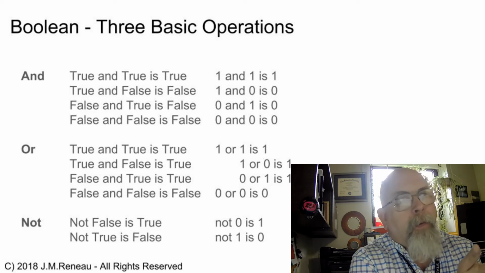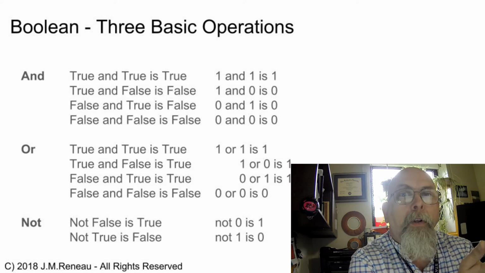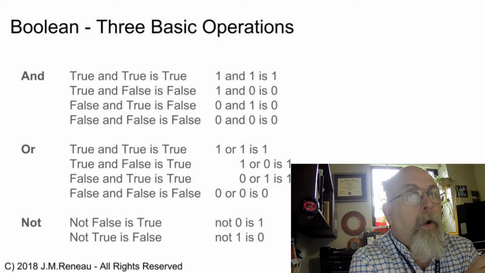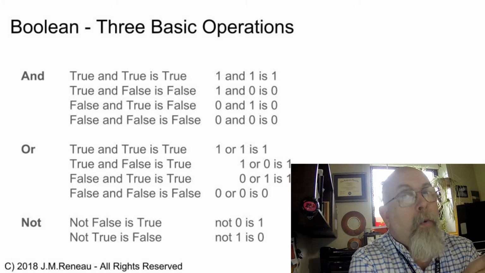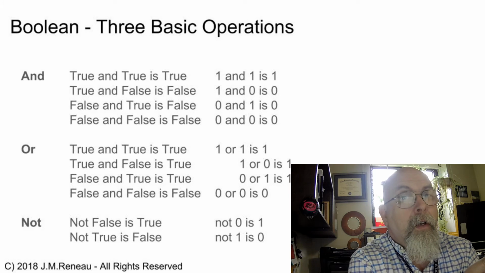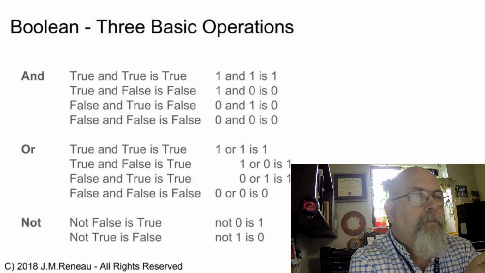Or we can think of as Boolean addition, where 1 plus 1 is 1. Now, you'd think, well, 1 plus 1 is 2, but we're in the world of true and false only. We're not in binary, we're not in decimal, we're in Boolean world. So in Boolean, 1 plus 1 is 1, 1 or 0 is 1, 0 or 1 is 1, and 0 or 0 is 0. So or can be stated logically in English as: if either or both of the values are true, the answer is true. Otherwise, it's false.